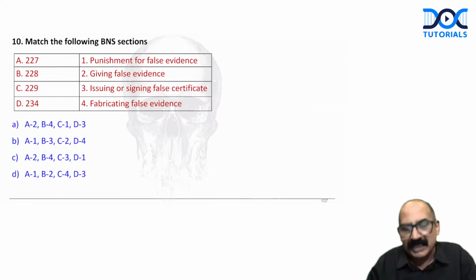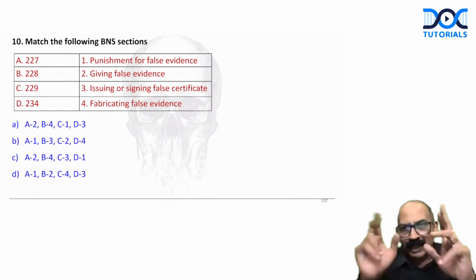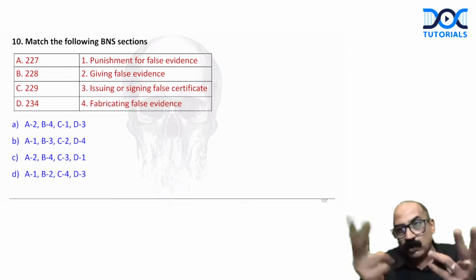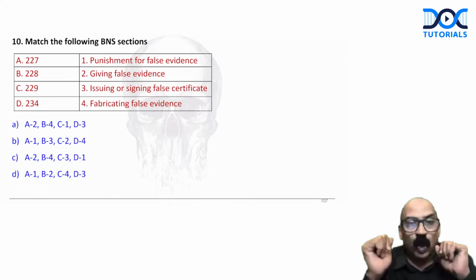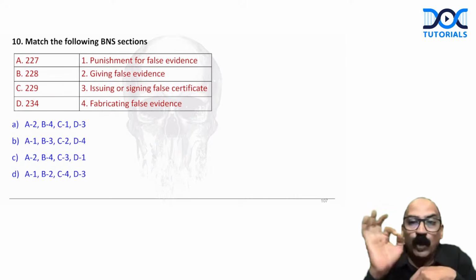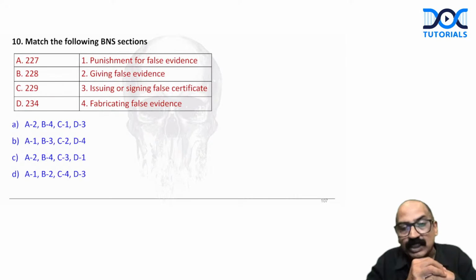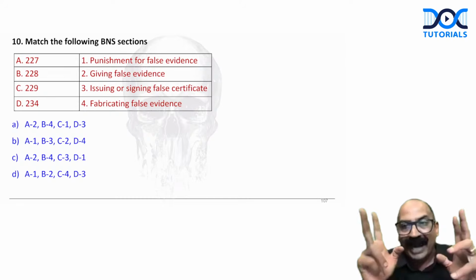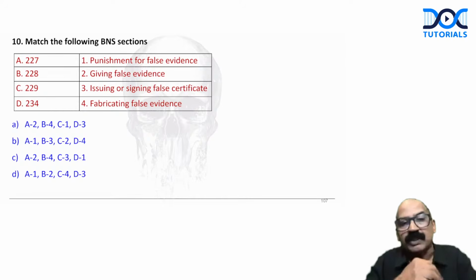Let us see the following BNS sections. Here, section 229 is very, very important. See, once you go to a court of law to give evidence, if you believe in God, you have to take oath. If you don't believe in God, you have to go for solemn affirmation. In the name of God, I swear that I will tell the truth, the whole truth, and nothing but the truth. That is oath. Or I solemnly affirm that I will tell the truth, the whole truth, and nothing but the truth. That is known as solemn affirmation.